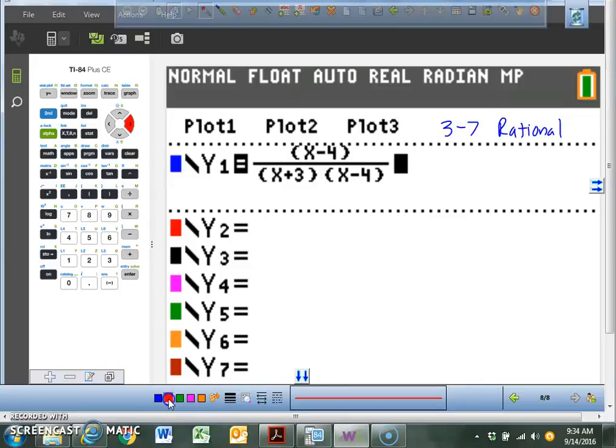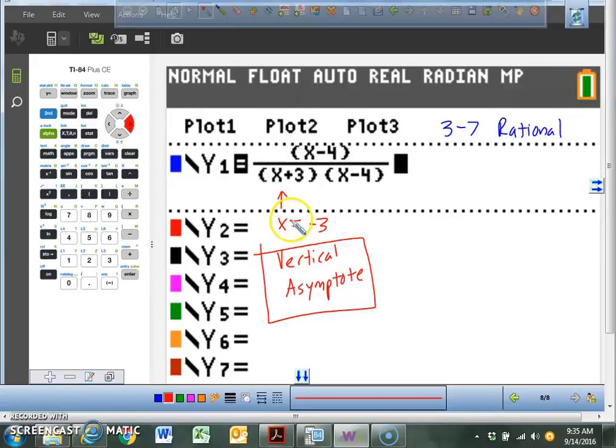Can somebody tell me where a vertical asymptote is located before you even graph it? Negative 3. At x equals negative 3, that's going to be our vertical asymptote. For those of you who weren't here yesterday, anytime you make a denominator equal to 0, that creates a vertical asymptote, a vertical line that goes up and down that creates a boundary.